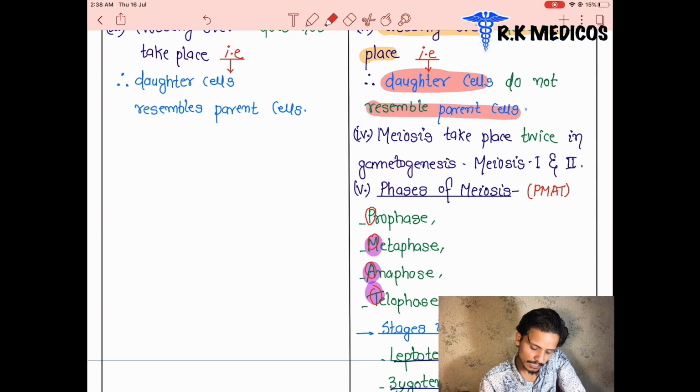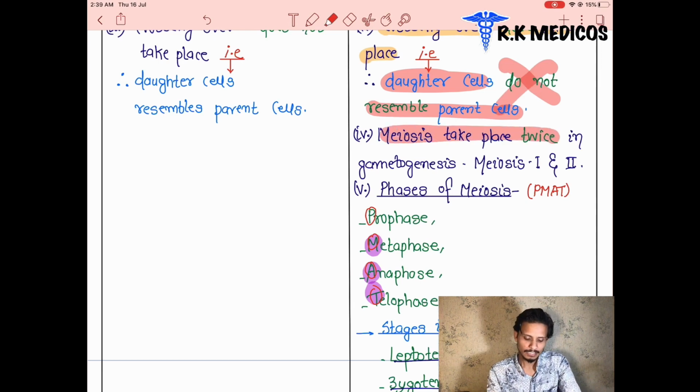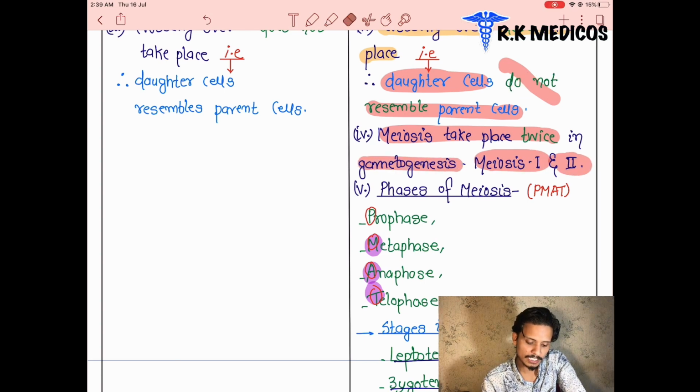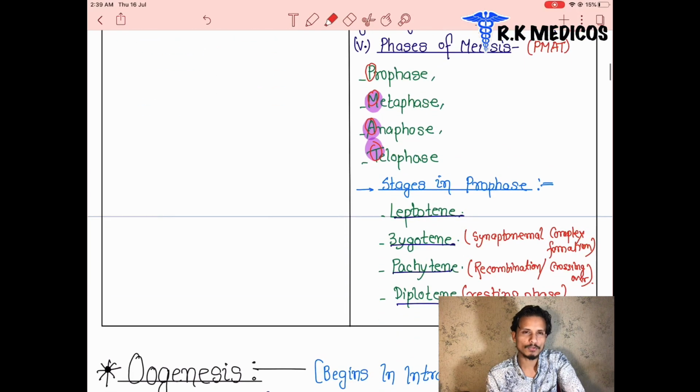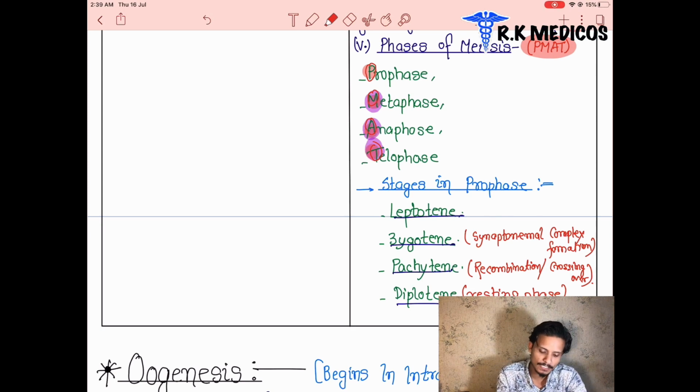Meiosis takes place twice, meiosis 1 and meiosis 2, in the gametogenesis process, because we are forming the gametes here. In the next point, meiosis 1 has several phases, that is PMAT: prophase, metaphase, anaphase, telophase. You know this from childhood. These are the phases of meiosis.